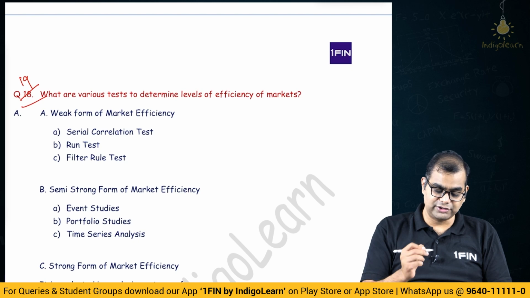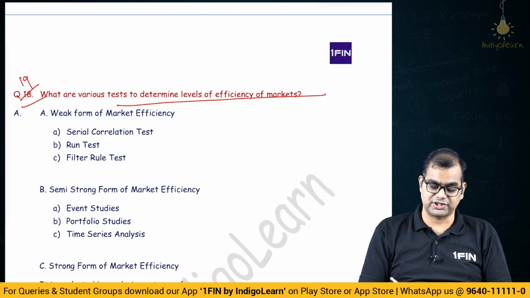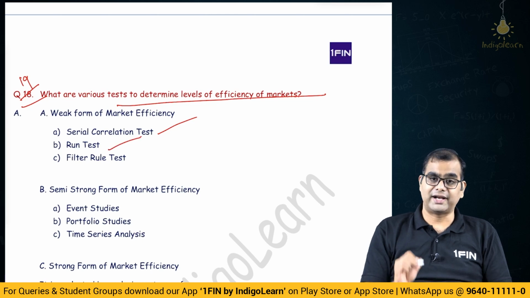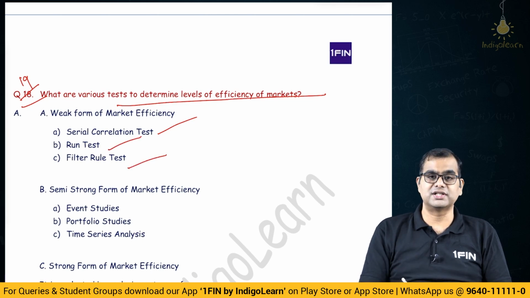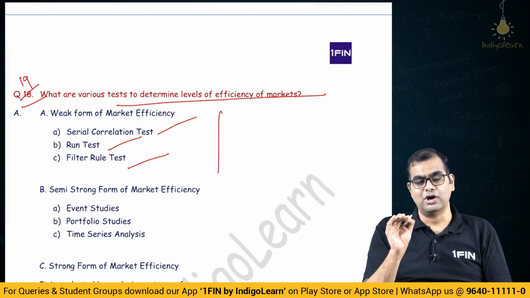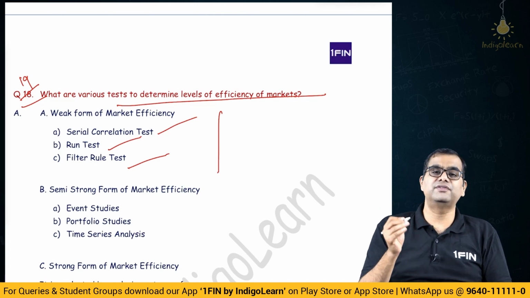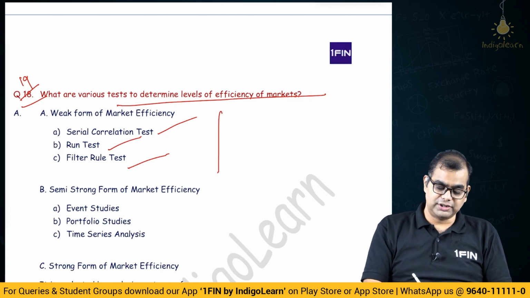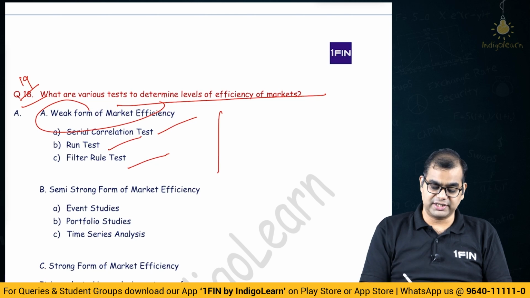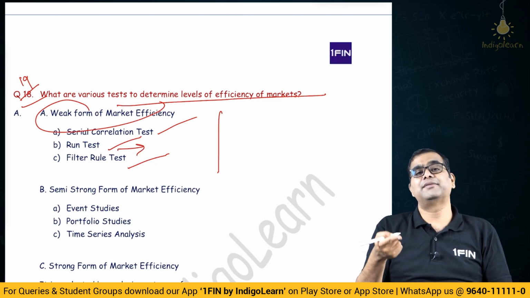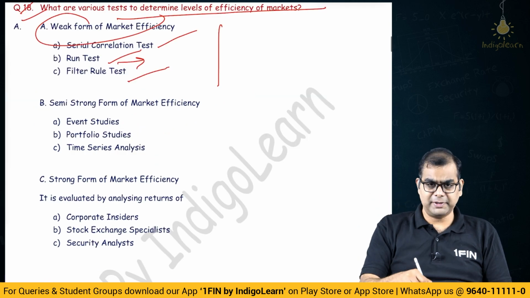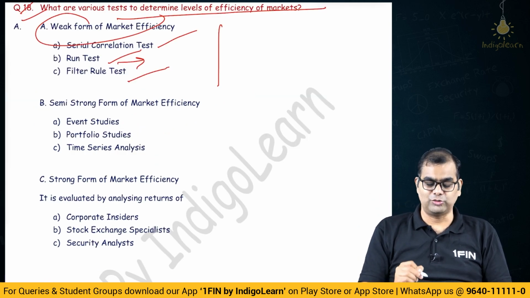Next, the last question, the 19th question: what are the various tests to determine the levels of efficiency of the markets? You have the serial correlation test, which is the autocorrelation test that I was telling you about. You have a run test, which is what we are going to solve, and you have something called a filter rule test. If a particular security's prices are able to satisfy any of these 3 tests, the market is at least weak. Please note the words at least weak, which is why when we run the autocorrelation test and this run test, we say that the market is at least weak. It may be semi-strong, it may be strong also, but it is at least weak. I will explain these tests in greater depth as we move forward.